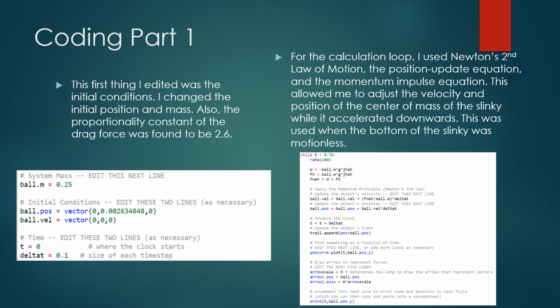Then, using Newton's second law of motion, the position update equation, and the momentum impulse equation, I edited the first while loop to calculate the position change while the center of mass of the slinky was not moving. The net force was calculated by summing the gravitational force and tension force, and the position update equation, Newton's second law of motion, and the momentum impulse equation all allow me to calculate the velocity and position of the slinky while it's accelerated downwards. But for this part of the experiment, the slinky was still stationary.